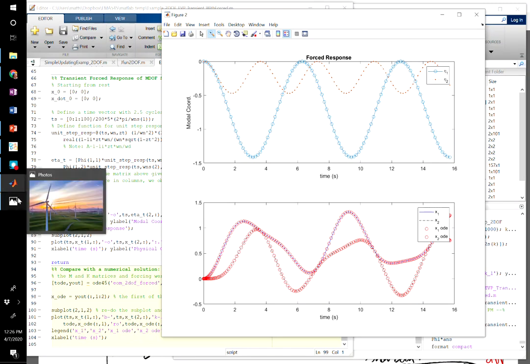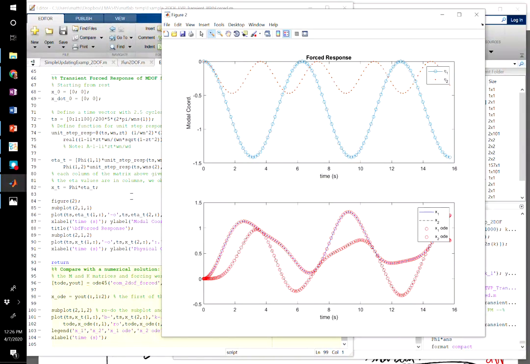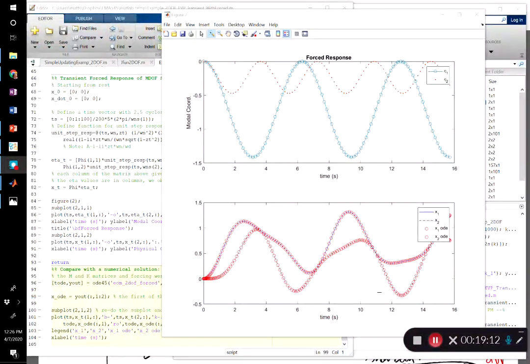Okay, so that concludes this example on response of a 2 degree of freedom system using both ODE45 and the analytical solution with equations from Appendix B in Ginsberg's book.